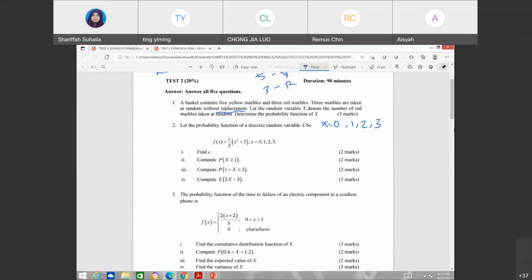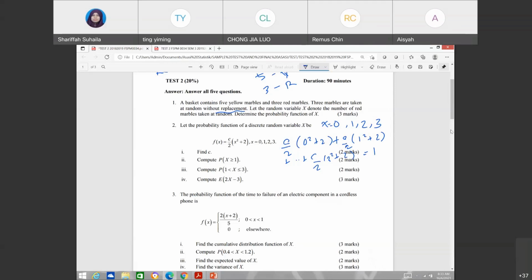So you have c over 2 times 0 squared plus 2. Show your steps one by one. Then you have c over 2 times 1 squared plus 2, until c over 2 times 3 squared plus 2. Set this equal to 1. Then you solve and you will get the value for c.